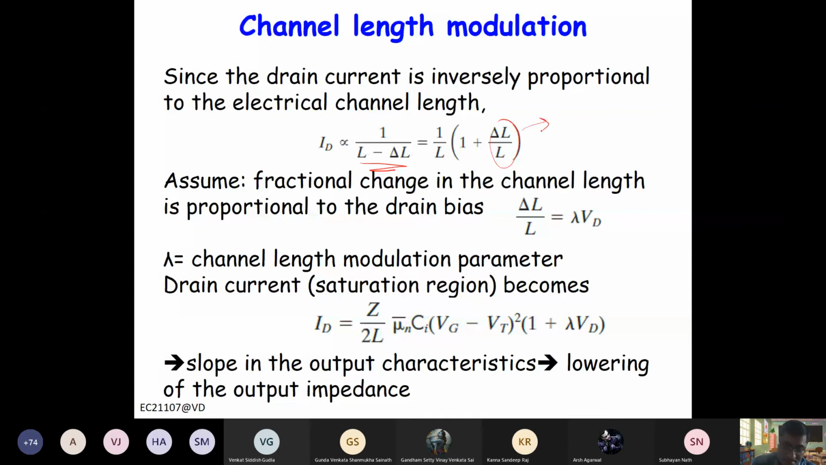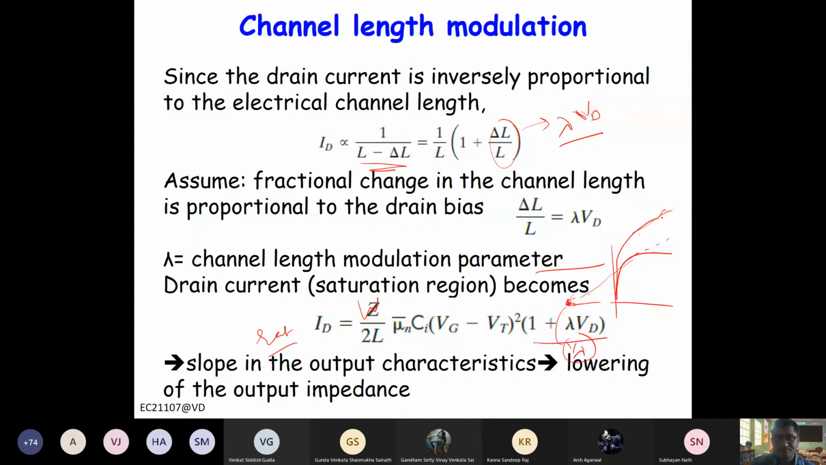And in saturation, this is ID sat. For saturation current, this is W by L, half mu n Cox, (Vg minus Vt) squared, times (1 plus lambda Vd). So now in this case, the saturation current is not constant. Some slope is there, right? It is very similar to the base width modulation in the BJT we discussed. We had the early voltage, right? So this basically will be 1 by lambda. So when you have these different curves, they will join at 1 by lambda.